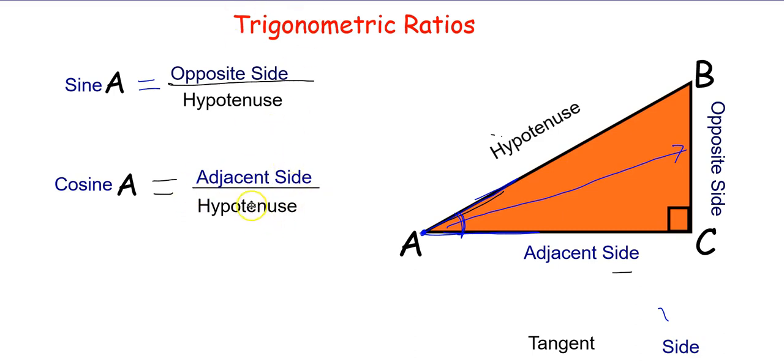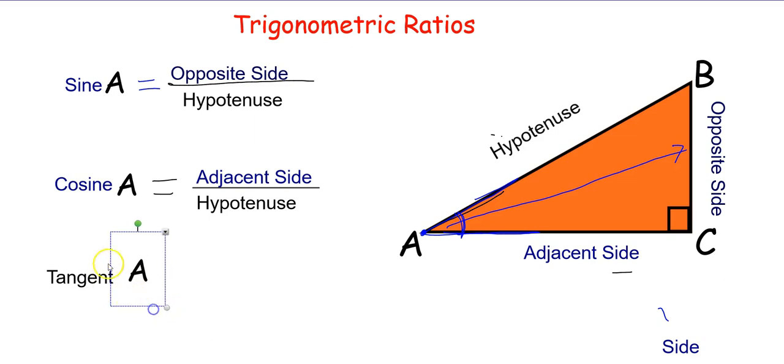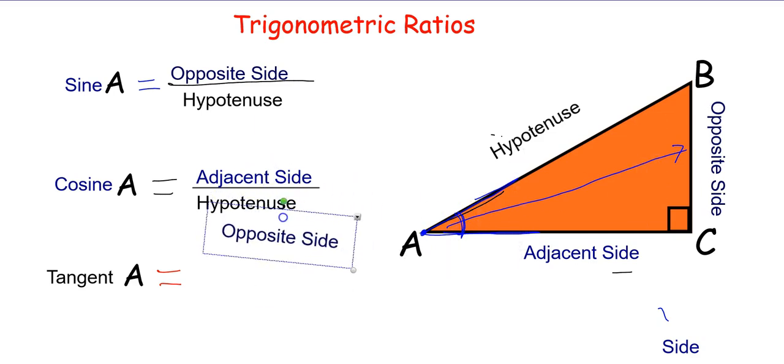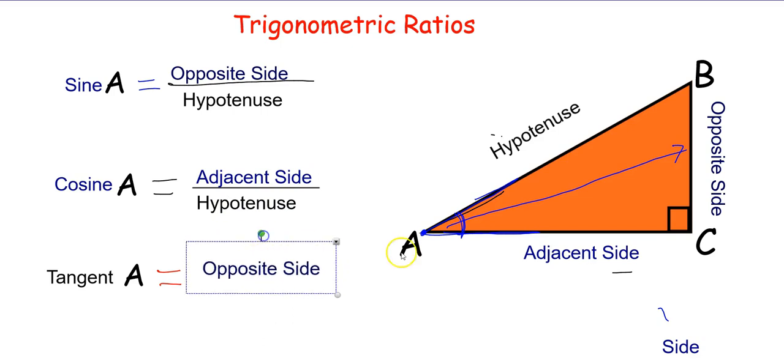And the third trig ratio is the tangent. Tangent of this angle A is equal to, with reference to this angle A, the opposite side over the adjacent side, right? That is the tangent. So these are the three basic trigonometric ratios. Sine A is opposite side over hypotenuse. Cosine A is adjacent side over hypotenuse. Tangent A is opposite side over adjacent side.